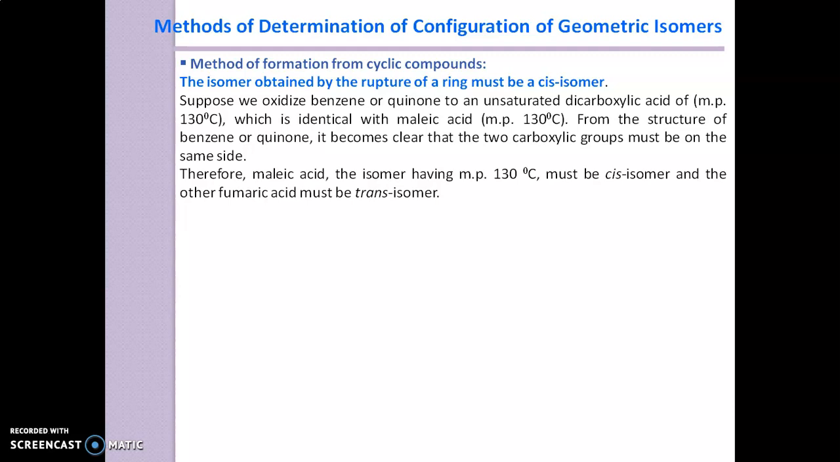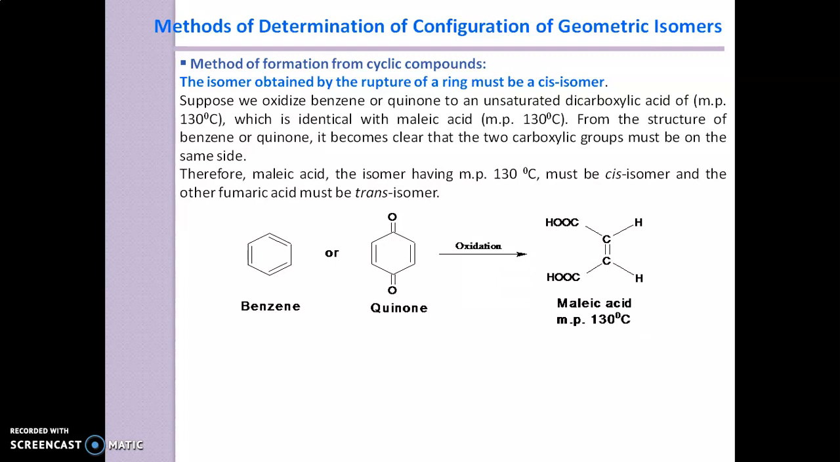From the structure of benzene or quinone, it becomes clear that the two carboxylic groups must be on the same side, and therefore maleic acid, the isomer having a melting point of 130 degrees centigrade, must be the cis isomer, and the other, fumaric acid, must be the trans isomer. So here benzene or quinone on oxidation gives a compound having a melting point of 130 degrees centigrade, which is maleic acid. So from that we conclude the formed compound is a cis isomer.